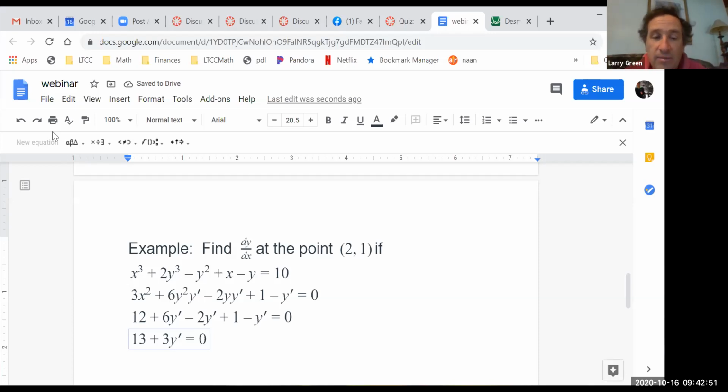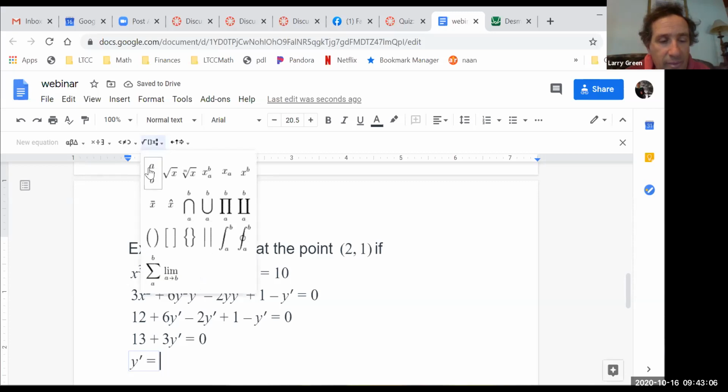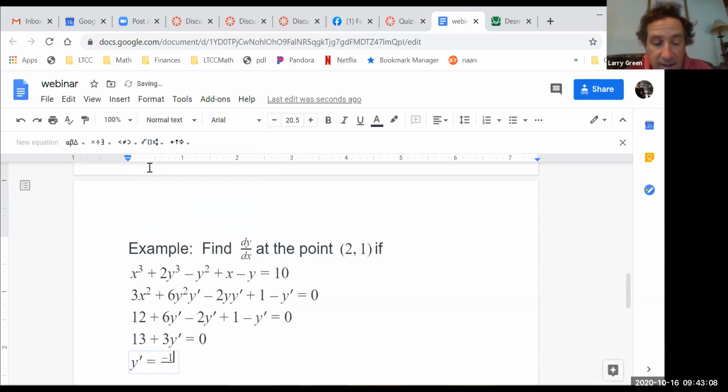Any questions so far? And then I just subtract 13 and divide by 3. And I get y prime is equal to negative 13 over 3. And I'm done. Do you agree that was pretty easy?